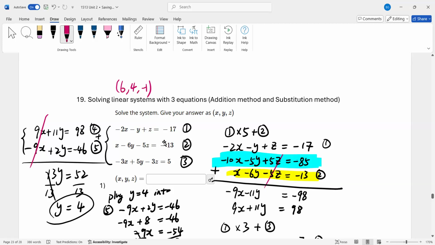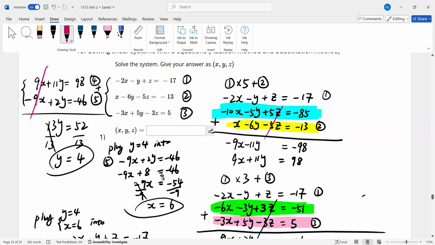Negative 12 minus 4 is negative 16, plus negative 1 is negative 17, okay. Equation 1 is satisfied. Equation 2: negative 6 times 4 is negative 24, plus 6 is negative 18, plus 5 is negative 13. Correct, equation 2 is satisfied. Equation 3: x is 6, negative 3 times 6 is negative 18, plus 20 is positive 2, plus 3, because negative 3 times negative 1 is positive 3. 2 plus 3 is 5. I assure you this is the correct answer. We got the solution.